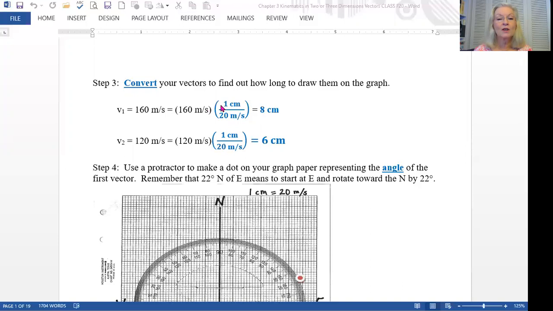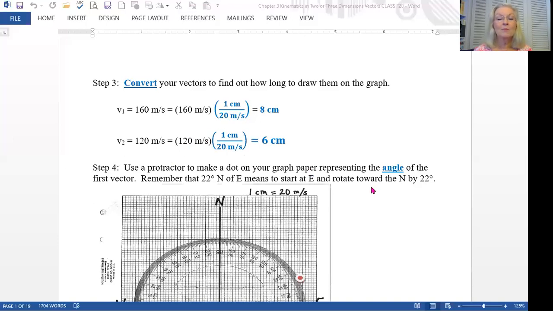160 times 1 is 160. Divide that by 20 and you get 8. So to represent a vector at 160 meters per second on my graph, my line has to be 8 centimeters long. For the 120 meters per second, I do it the same way. Write it down, write the conversion factor, do the math. So 120 times 1 is 120, divided by 20 is 6. So my line needs to be 6 centimeters long for the second vector.